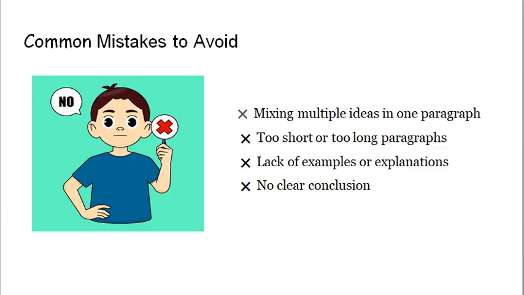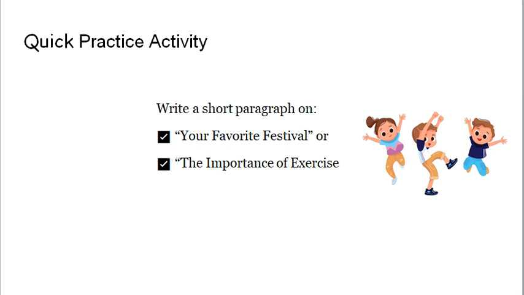Common mistakes to avoid. Even the best writers make mistakes, okay? But we can avoid some common pitfalls. Don't mix multiple ideas in one paragraph. It confuses the reader. Don't write paragraphs that are too short. It makes your argument weak. Also, you should not write too long, which loses readers' attention. Avoid vague sentences and don't forget to conclude your paragraph. So, correcting these kinds of mistakes will make your writing clearer and more professional.